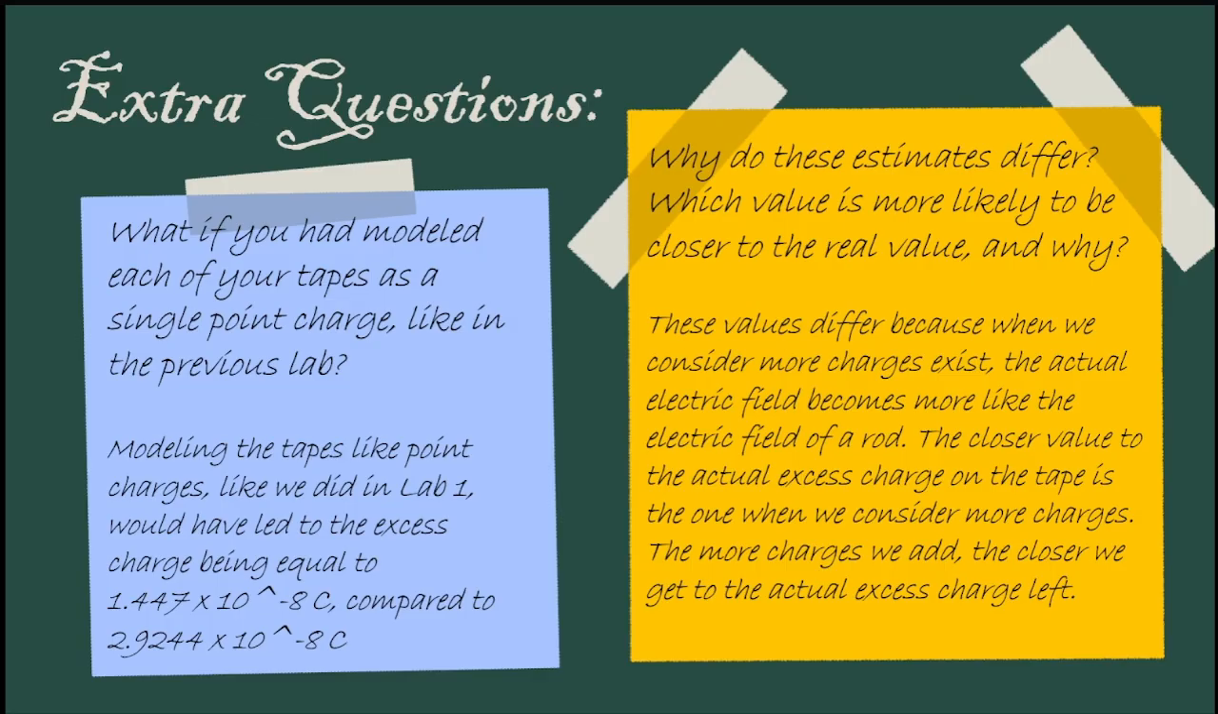Why do these estimates differ, and which is more likely to be closer to the real value? These values differ because when we consider more charges exist, the actual electric field becomes more like the electric field of a rod. The closer value to the actual excess charge on the tape is the one when we consider more charges. The more charges we add, the closer we get to the actual excess charge left.